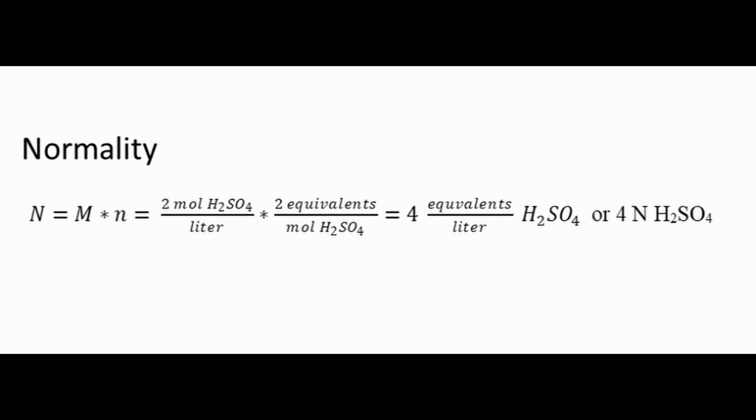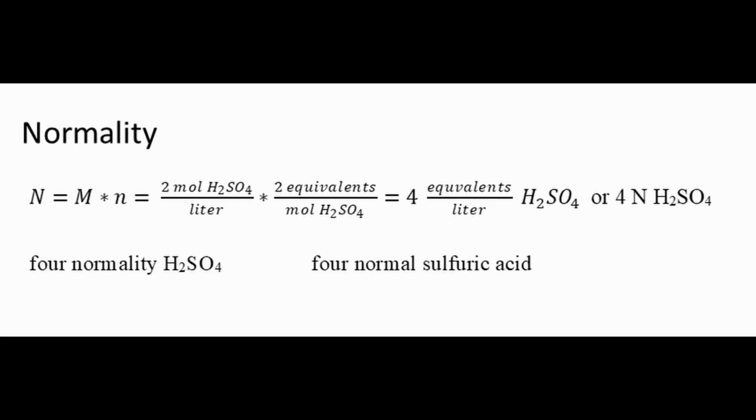Normality equals M times N equals 2 moles of H2SO4 per liter times 2 equivalents per mole of H2SO4 equals 4 equivalents per liter of H2SO4, or 4N H2SO4. So we have a sulfuric acid solution with a normality of 4. The notation 4N H2SO4 can be read as 4 normality H2SO4, or 4 normal sulfuric acid.